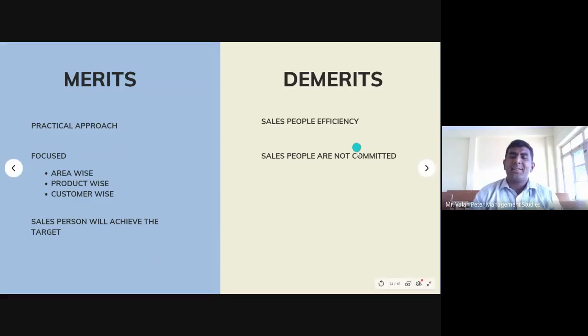And then second, salespeople most of the time are not committed. You might have seen in some movies, or in real life, these people will have some negligence. They will not see the responsibility. There are different factors why they are not doing that, and we can also discuss it. They will not take the responsibility very cleanly.